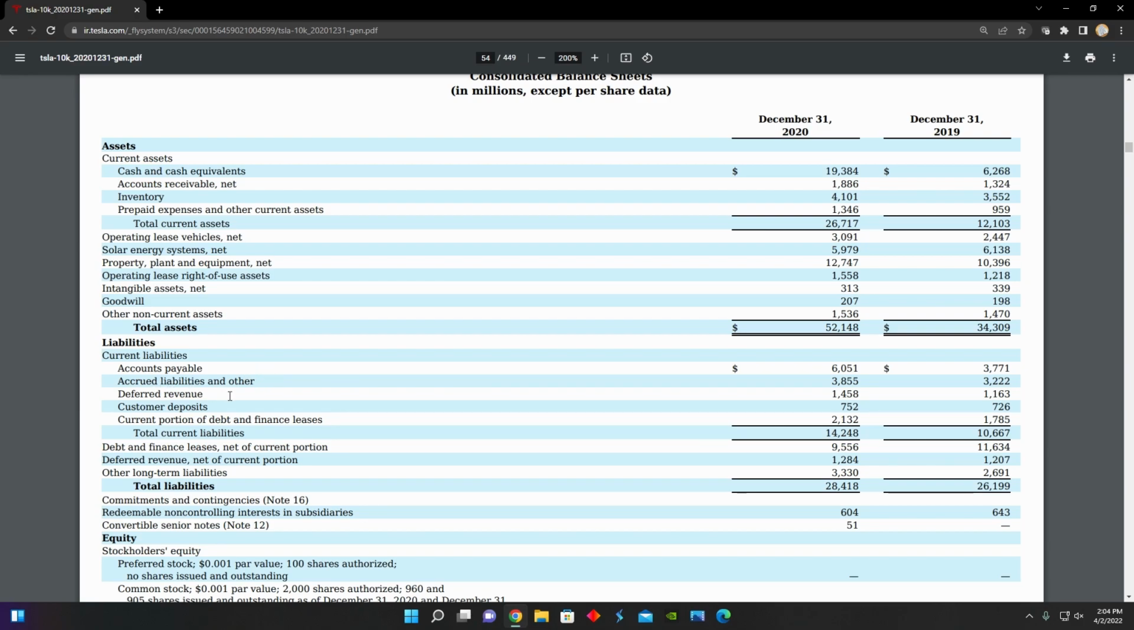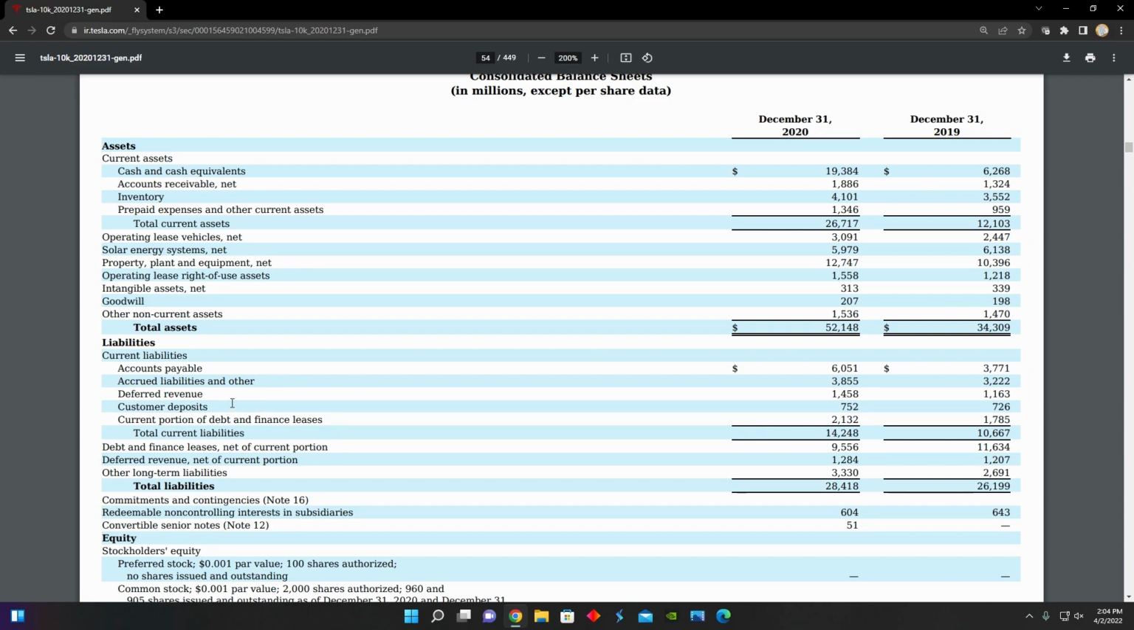Then right underneath that, we see accrued liabilities. Accrued liabilities is basically accounts payable that just hasn't been billed to the company yet as of December 31st, 2020. They had to record it in a line item in order to be as transparent as possible in their financial reporting. It's basically money that the company knows they do owe to suppliers, but the suppliers have not billed them for the services or the goods they sold yet. So they get recorded in this accrued liabilities and other section.